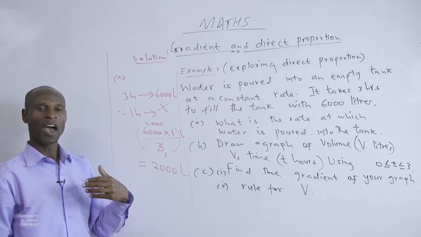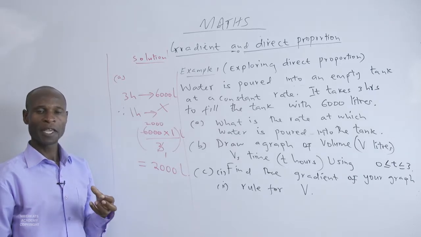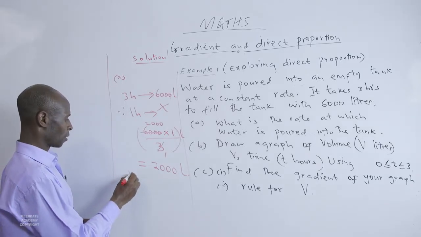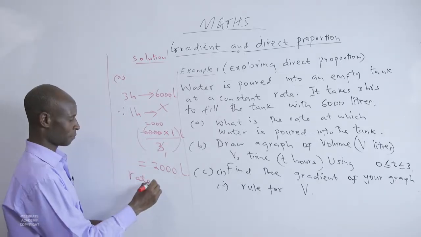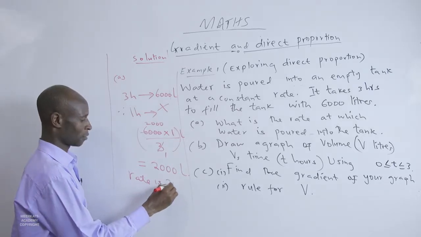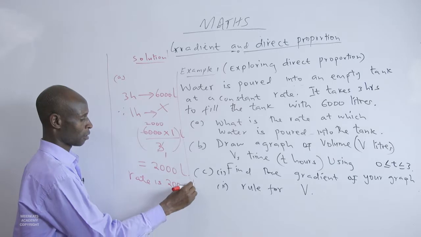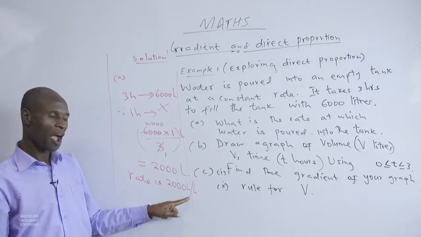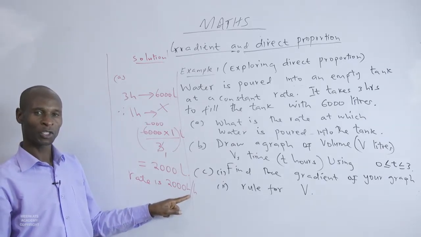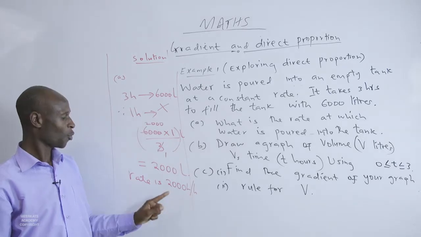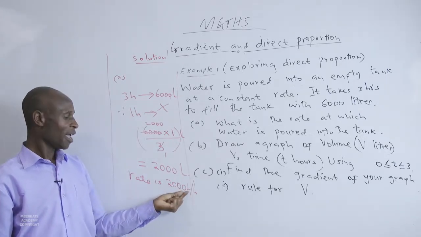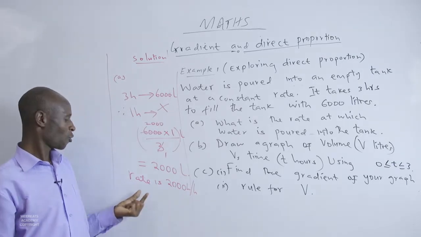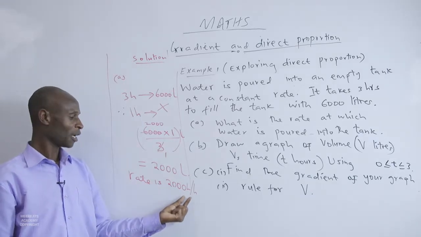We calculate the amount or the volume of water inside the tank after 1 hour. So we can say the rate is 2,000 liters per hour. This symbol we have introduced, which is a slash, represents per. So we read this as 2,000, L for liters, slash is per, H for hour. So we read it as rate is 2,000 liters per hour.